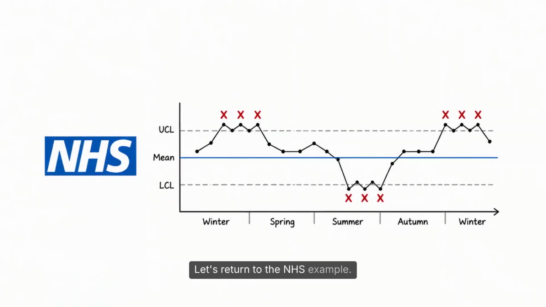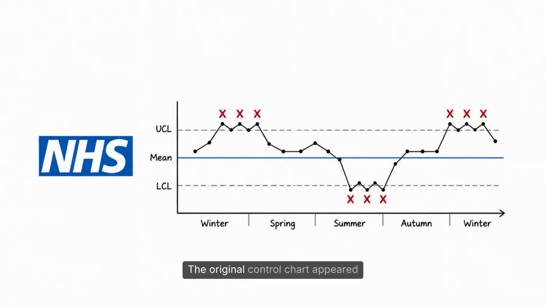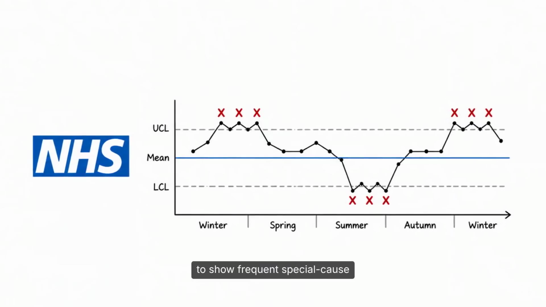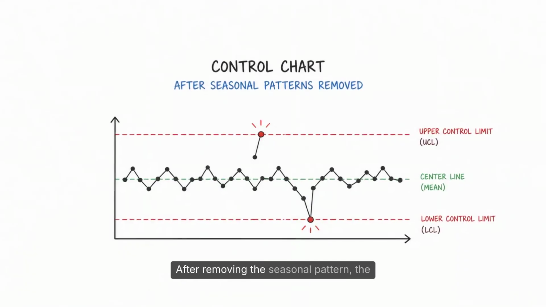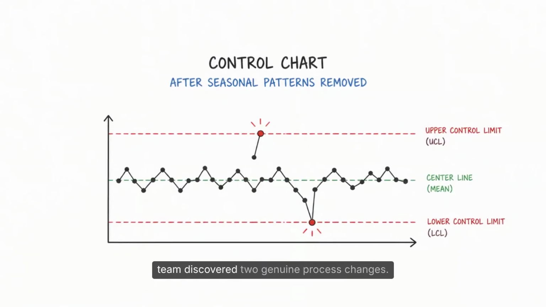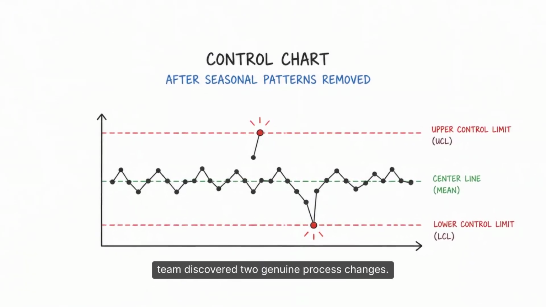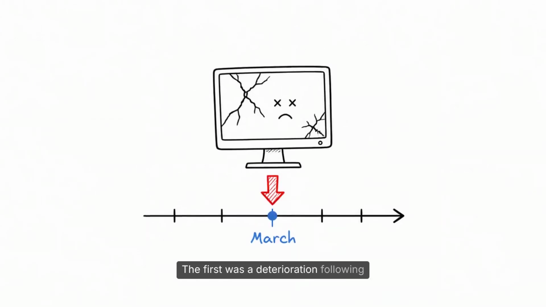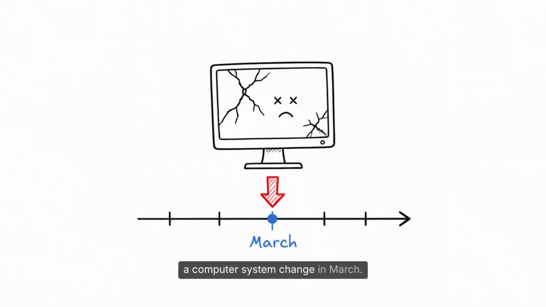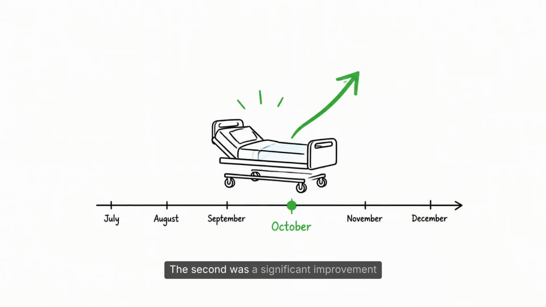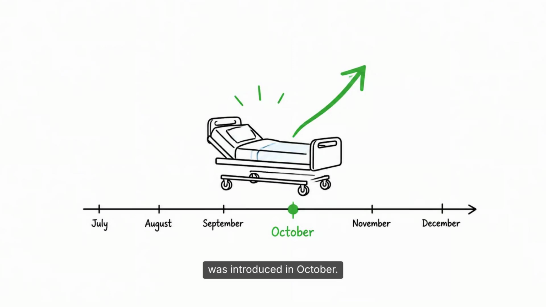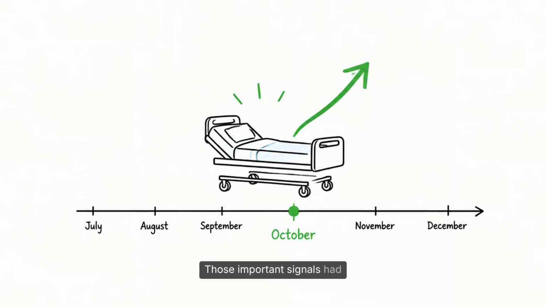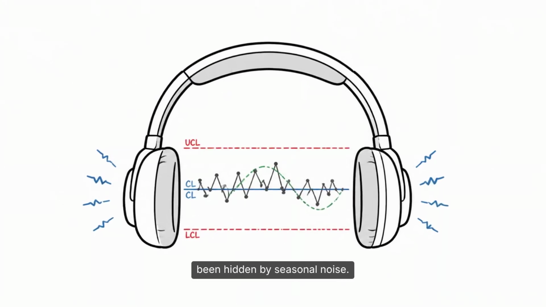Let's return to the NHS example. The original control chart appeared to show frequent special cause signals every winter and summer. After removing the seasonal pattern, the team discovered 2 genuine process changes. The first was a deterioration following a computer system change in March. The second was a significant improvement after a new streaming protocol was introduced in October. Those important signals had been hidden by seasonal noise.